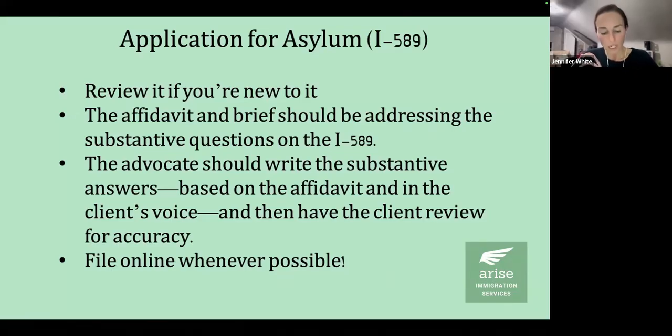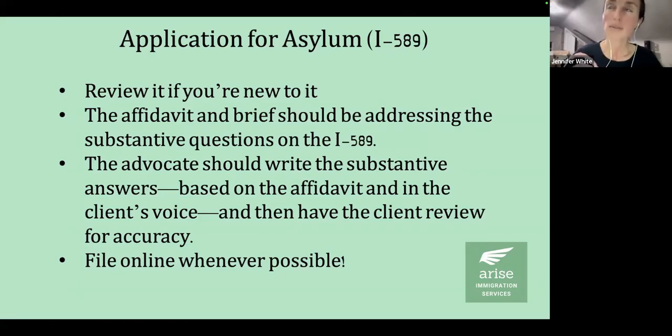The client does get the chance to fix errors in the interview, and that's fine. It's normal to have errors. It's not a huge deal. But if there's going to be a lot of errors, that could be a red flag, a credibility issue. So that's why you want to get all that information.